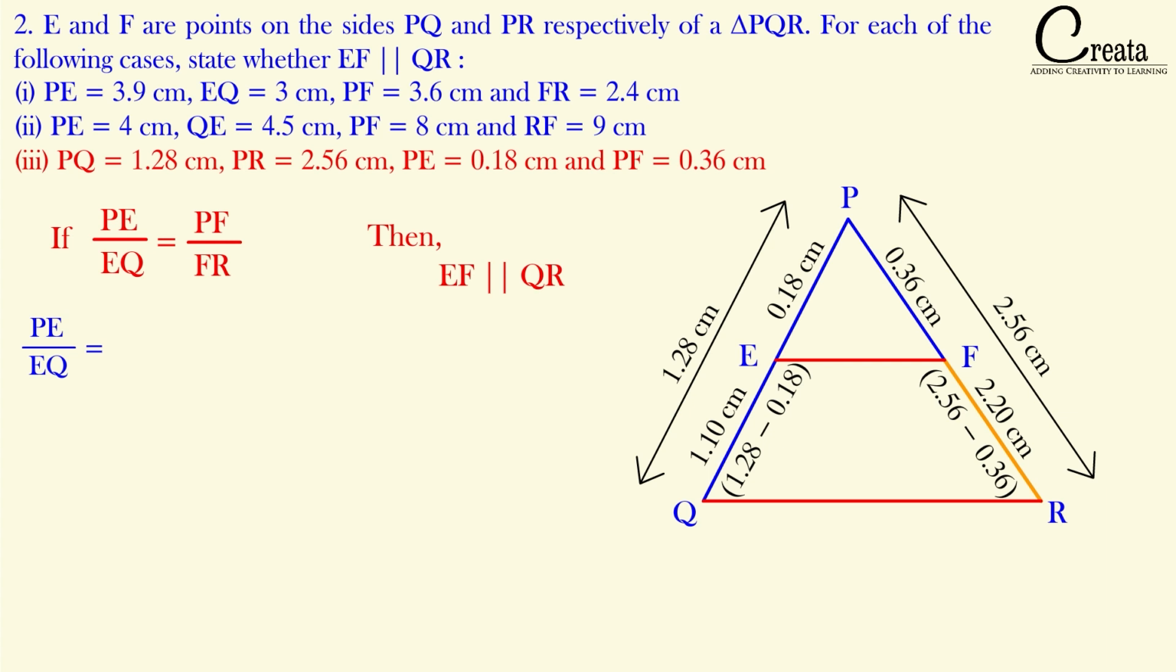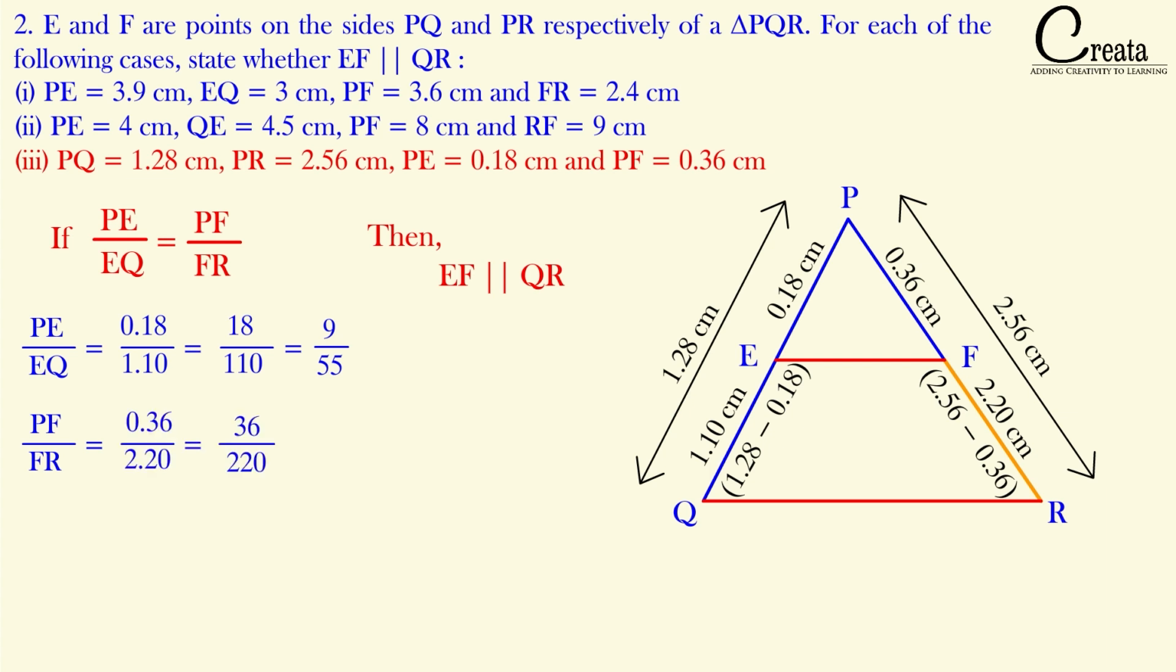Let's find PE upon EQ. That will be 0.18 upon 1.10. On solving, we got the value as 9 upon 55. Okay, simple mathematics. Next, let's find PF upon FR. That will be 0.36 upon 2.20, which is also 9 upon 55. Our left hand side and right hand side are both equal to each other. So we can say EF and QR are parallel to each other. Got it? Simple. Let's move to question number 3.